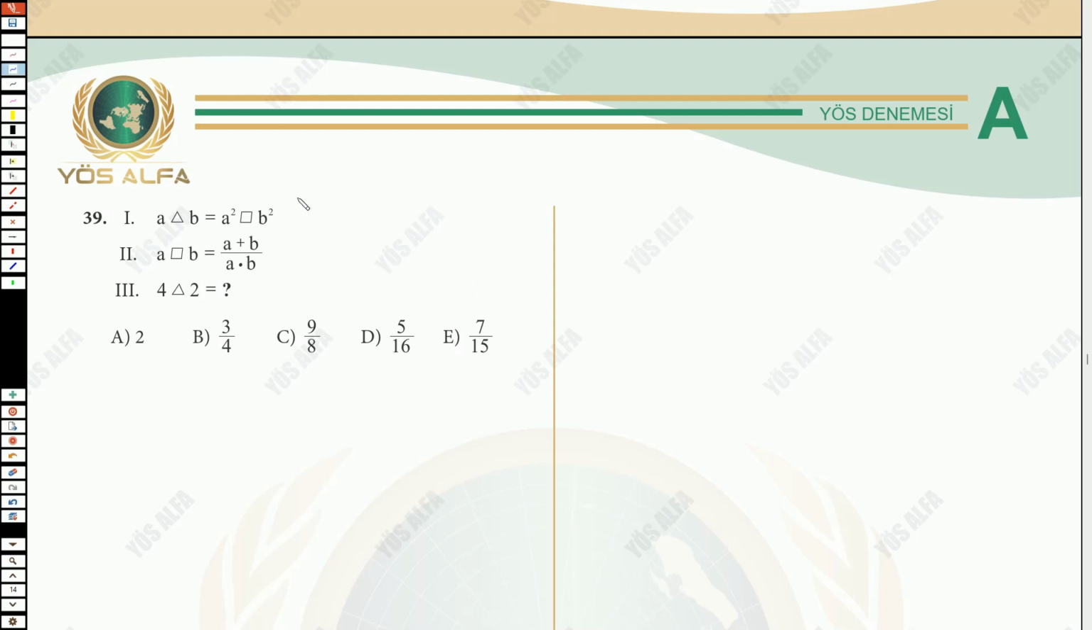Number 39. This is the operation problem. Two operations are given, the triangle and the parallelogram operations. And this operation is asked. So for triangle 2 is 4 square, parallelogram 2 squares, so 16 and 4. So 16 plus 4 over 16 times 4. So 20 over 16 times 4. So the answer is 5 over 16, D.